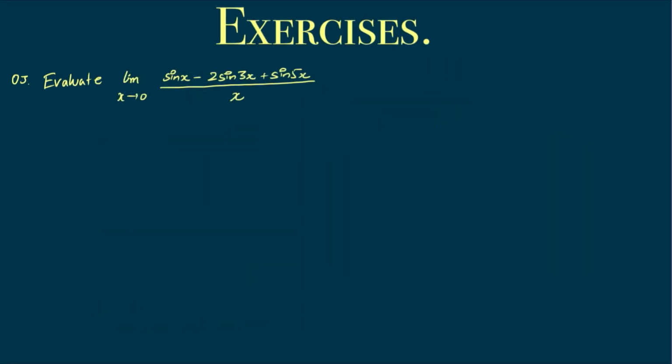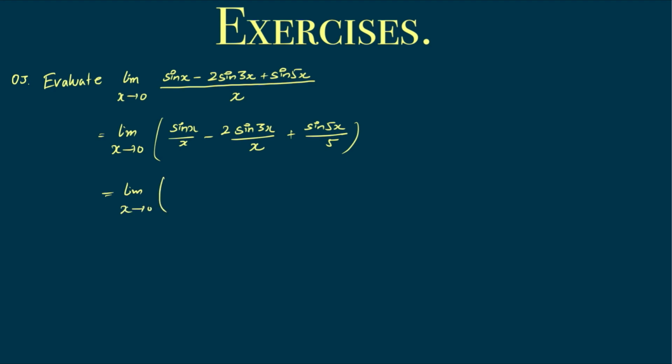Next we have this question. So here first of all I will distribute this denominator with each and individual term of the numerator. Okay, so I will write limit x tends to 0 sine x by x minus 2 sine 3x by x plus sine 5x by x. Now in next line I will do sine x by x minus 2 sine 3x.